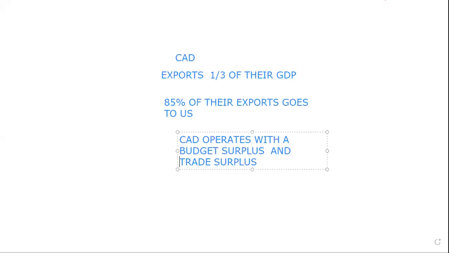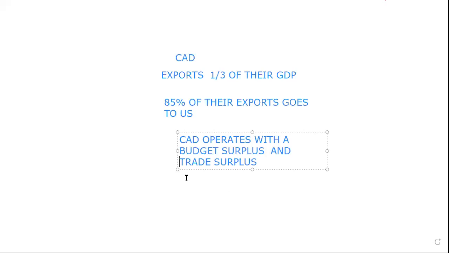Whatever news, whatever economic decision or policy that affects US will definitely affect the Canadian dollar. I repeat again, they operate on a budget surplus and trade surplus. They export more than they import, which means that the government earns more than it spends. And I said that 85% of what they export goes to US. So that is that.